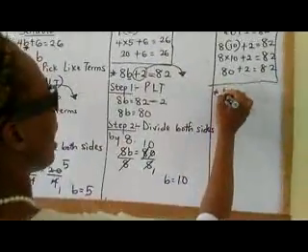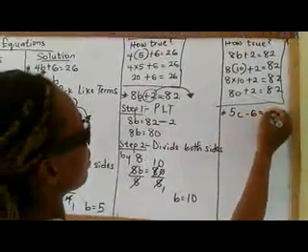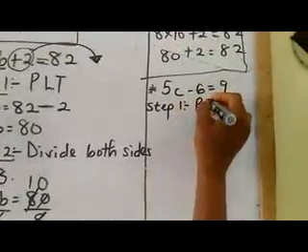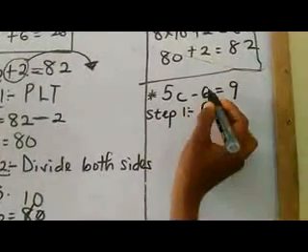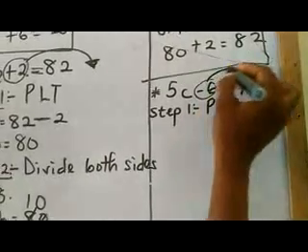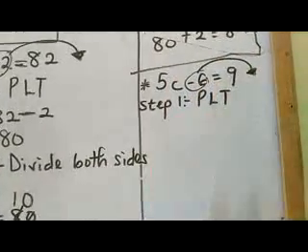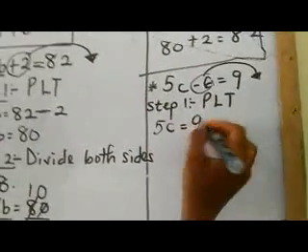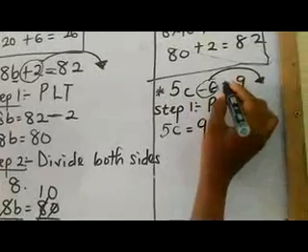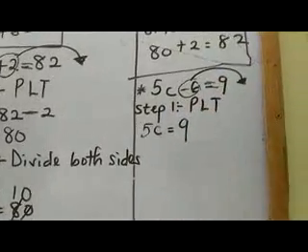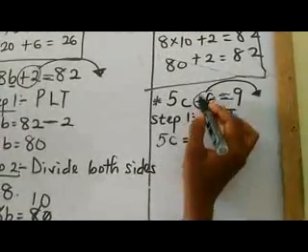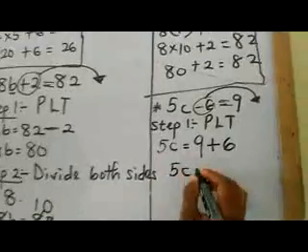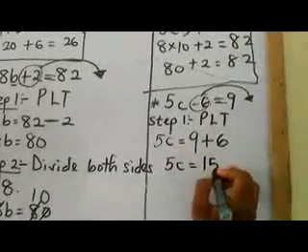Now for C, you have 5C minus 6 is equal to 9. Step 1, we have to pick like terms. So we are moving this minus 6 over to his brother. So you have 5C is equal to 9. Don't forget that when your minus sign crosses over the equal to sign, it becomes the opposite. So when minus 6 goes over here, it becomes plus 6. So 5C is equal to 9 plus 6 is 15.